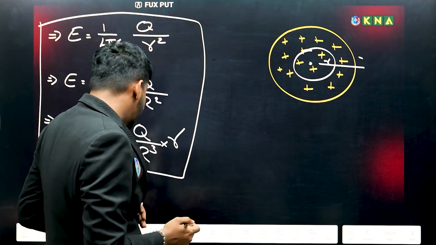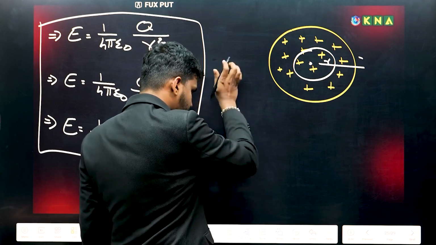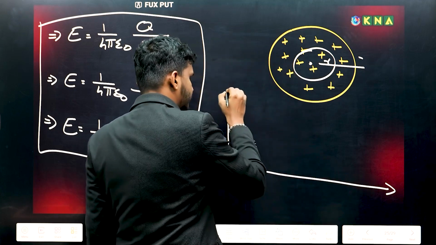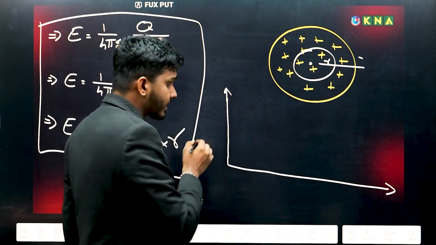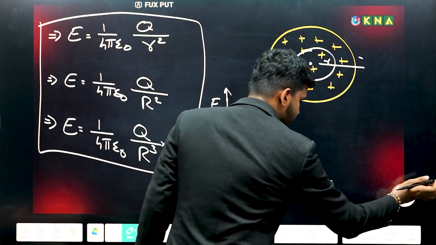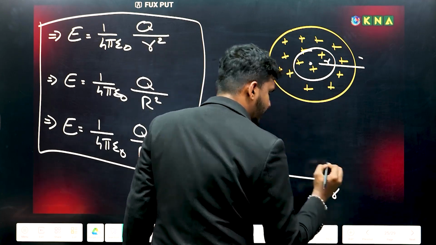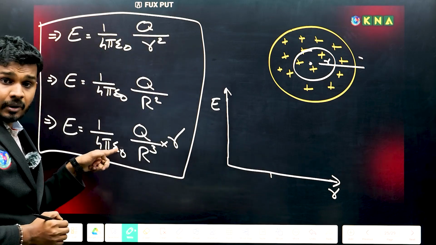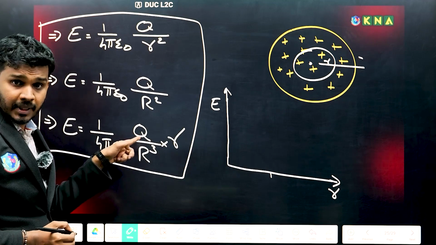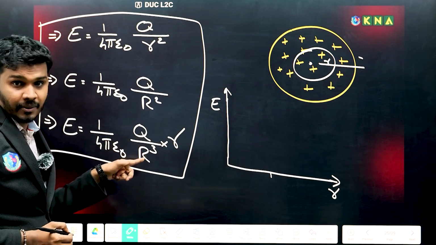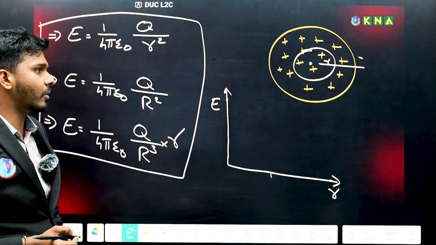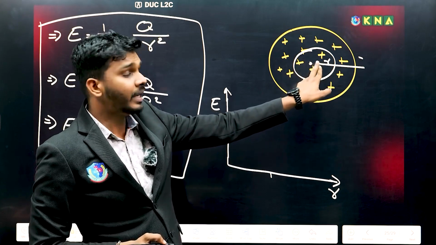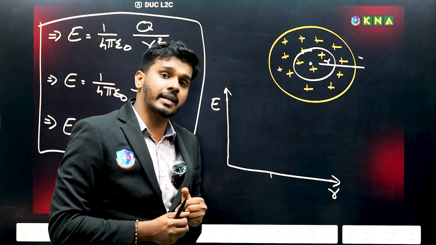Then, how do we draw the graph for a solid sphere? Here, this axis is the electric field E, and this is r. First, inside: 1 by 4 pi epsilon naught is a constant, Q the charge of the conductor is a constant, and R the radius of the sphere is a constant. The only change is small r, the distance of a point. So small r is a variable.